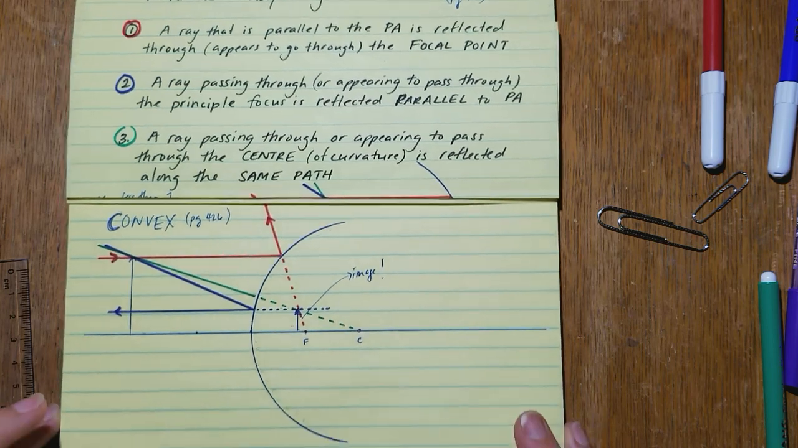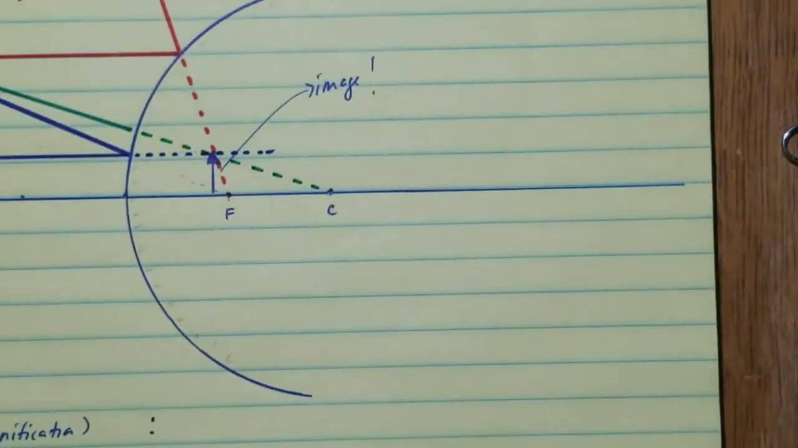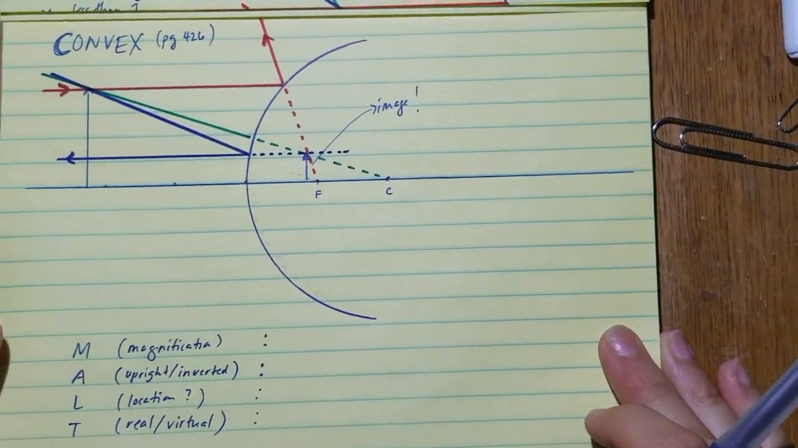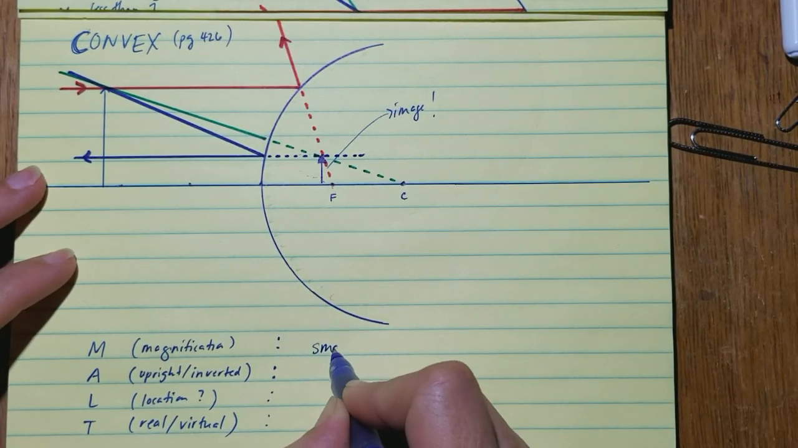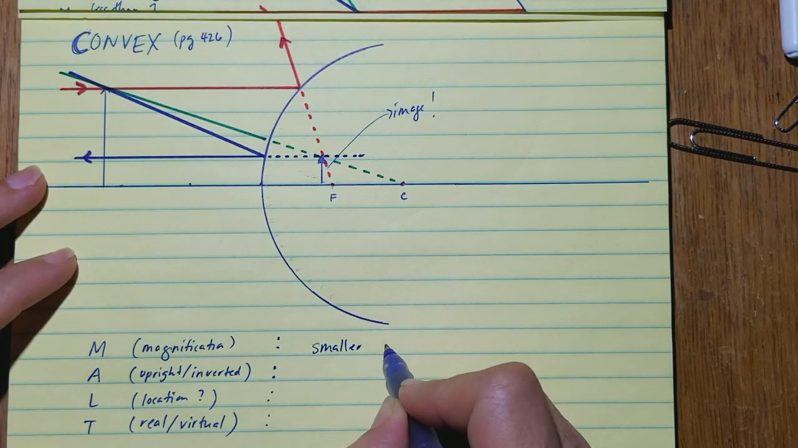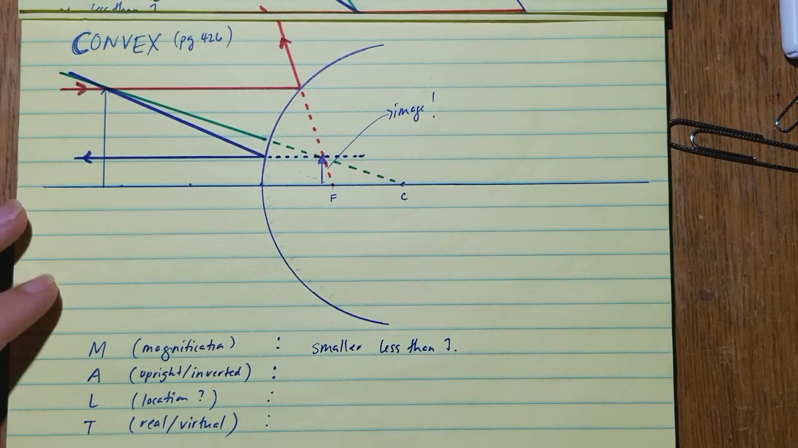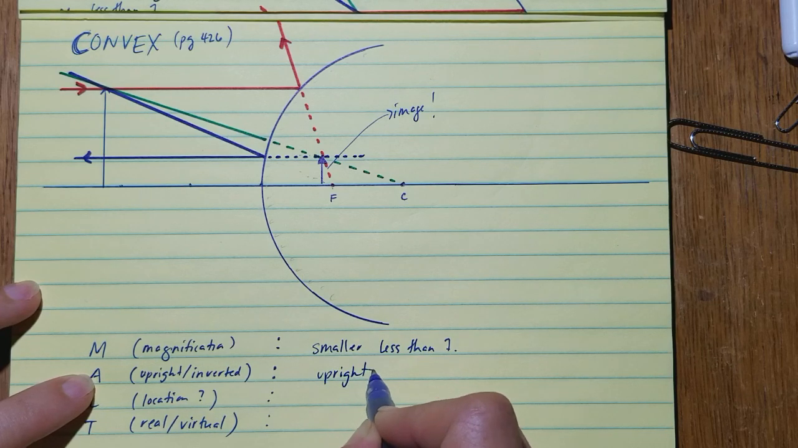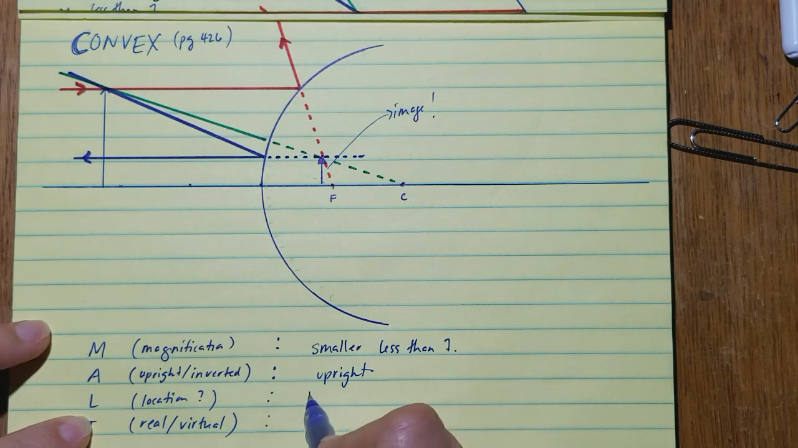Okay? Now, let's examine our image and its characteristics. Okay? All right, so magnification, bigger or smaller? It's smaller, so it's less than 1. Okay, it's a fraction. Attitude, upright. Location, between the mirror and the focal point.